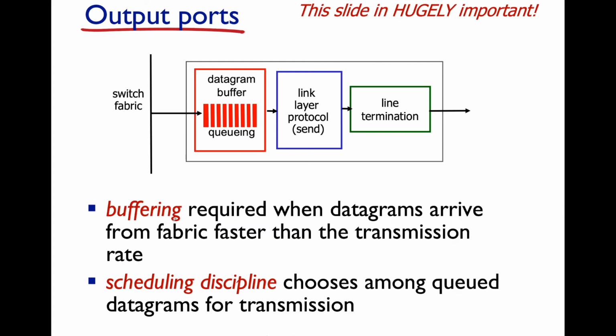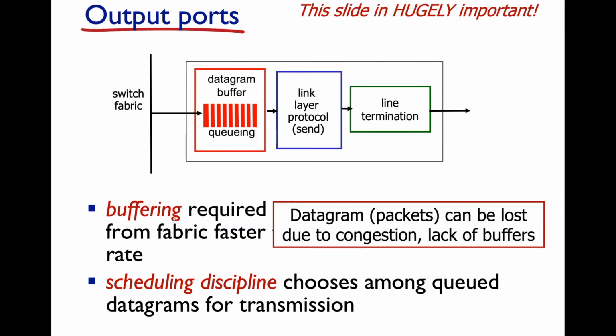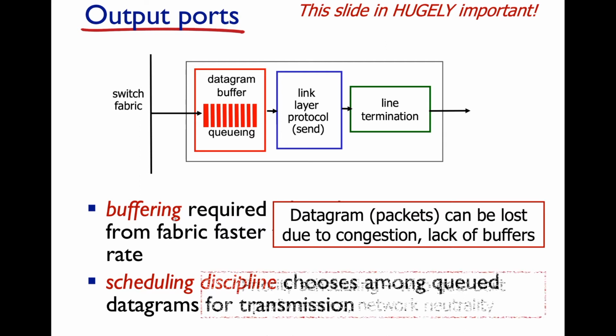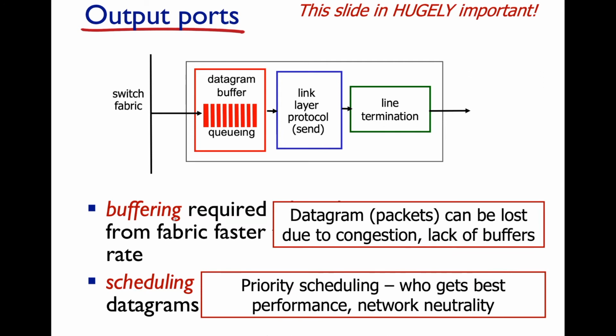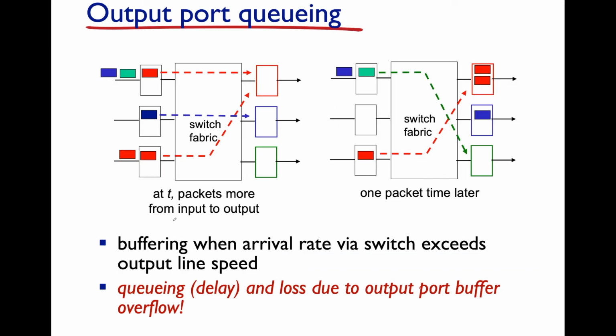And so datagram packets can be lost due to congestion, and they can also be lost due to lack of buffers. And that lack of buffering can happen in the input port queuing, but it can also happen in the output port queuing. And so you can have priority scheduling, and this priority scheduling determines who gets the best performance. And this has to do with network neutrality. Should you prefer or should you not prefer? If you don't prefer, it means everyone gets the same consideration in terms of the datagrams. But if you do prefer, it's not the same consideration. And there are arguments on both sides of this issue.